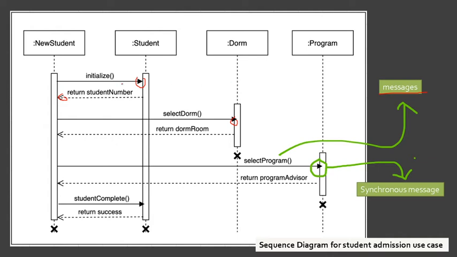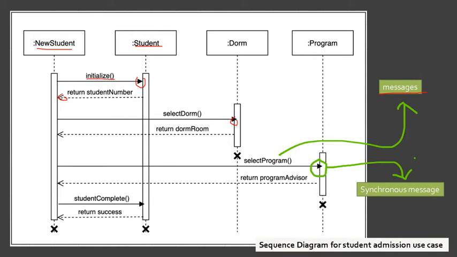If you notice, the student sent a message to the new student object, the initialize message or the initialize operation, which will be sent to the student object. The student object will also return a student number. Again, there is a recipient. If you send a message, of course, there are some instances where you will receive a response as well, but it's not all the time.